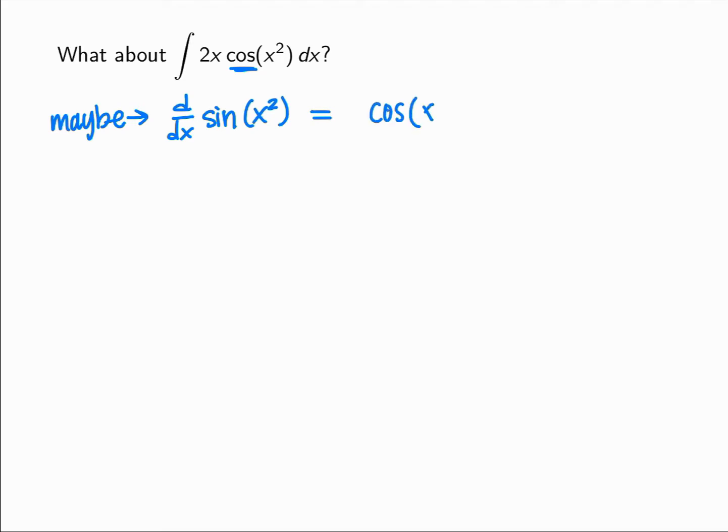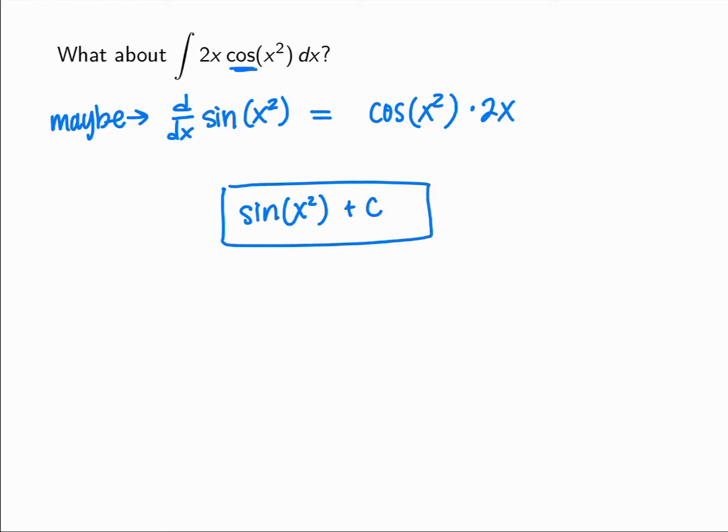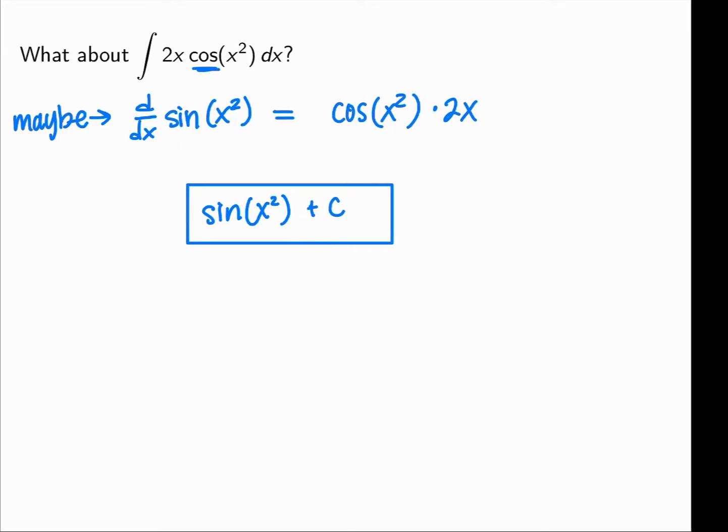So let's check. What if I take the derivative of sine of x squared? That would be cosine of x squared, and then the chain rule says multiply times the derivative of the inside, which is 2x. Oh, and that's exactly where I needed to be. So my guess was correct here, and I didn't have to edit at all. Sine of x squared is my antiderivative, or my indefinite integral. So we can see that undoing happening: I needed the cosine of x squared, so I started with a sine.